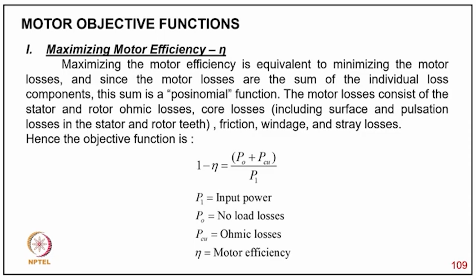So, motor losses consist of stator and rotor ohmic loss, core loss including surface and pulsation losses in the stator and rotor, friction and windage losses, and stray load losses. The objective function becomes 1 minus efficiency equal to (P0 plus Pc) upon P1, where P1 is the input power, P0 is the no load losses, Pc is the ohmic losses, and eta is the motor efficiency. So, you can typically take this as a kind of minimization, because the 1 minus efficiency will correspond to the minimization.